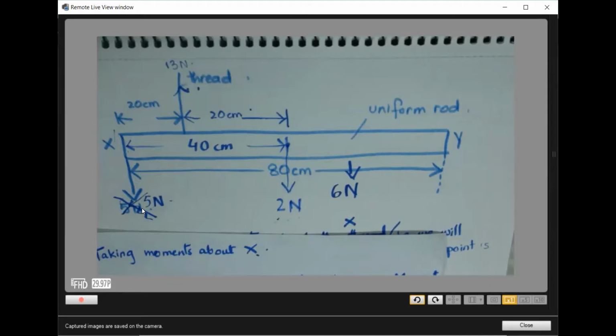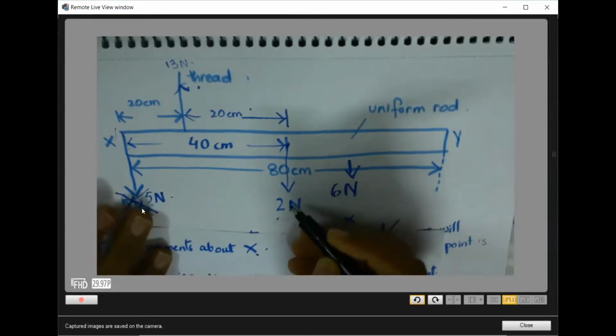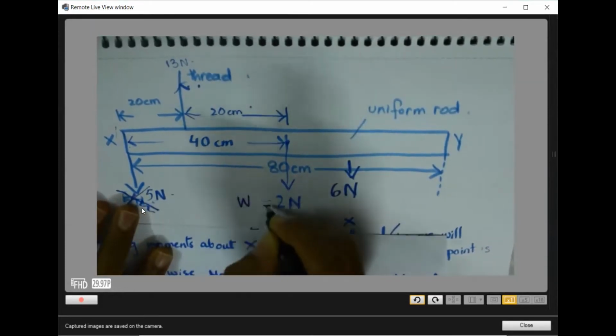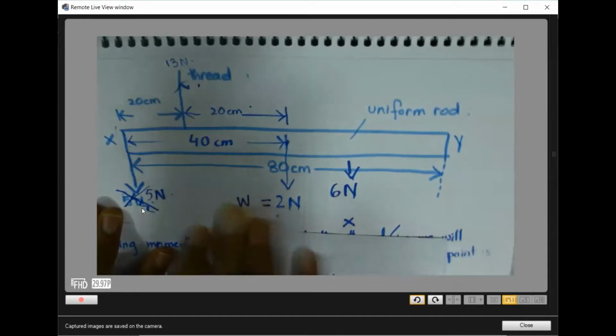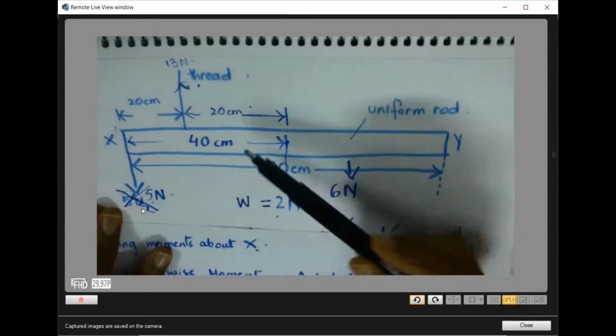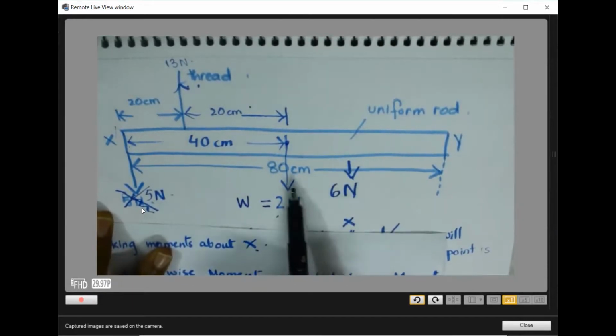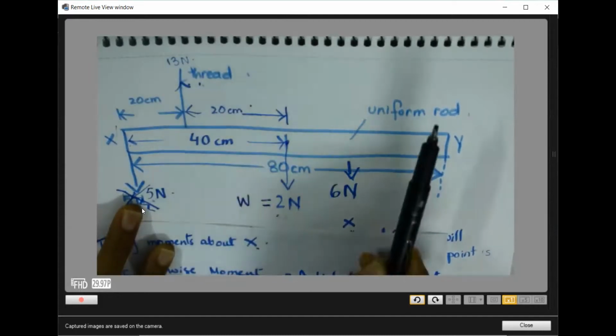Yes, a uniform rod XY of weight 2 Newton has a length of 80 centimeters. Weight 2 Newton. Sorry, this is the weight. Okay, Rami, now it is going to be even clearer. This is the weight. I was getting confused. So now we have how many forces? 1, 2, 3, 4.